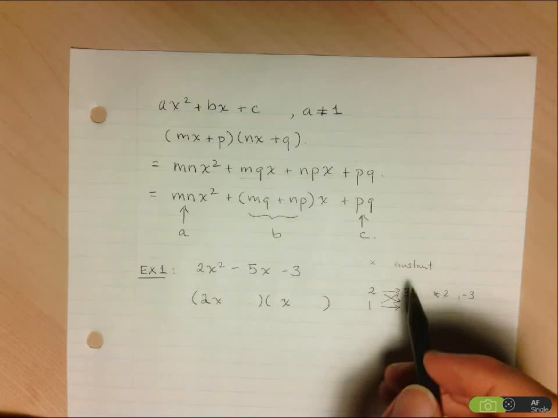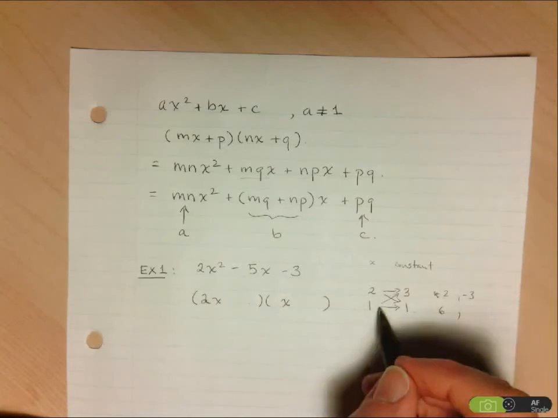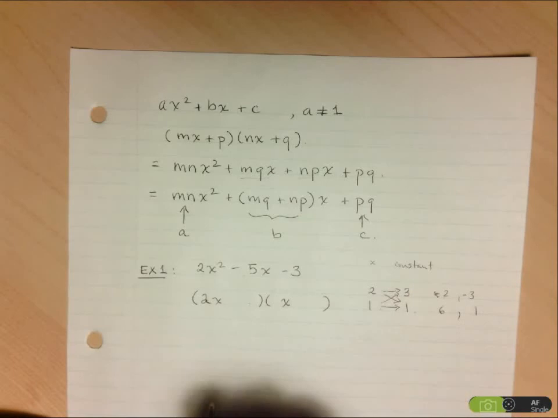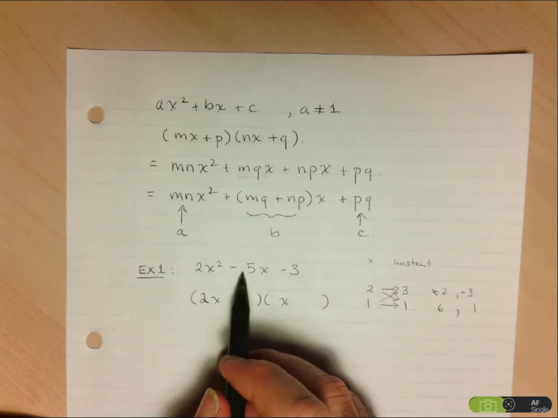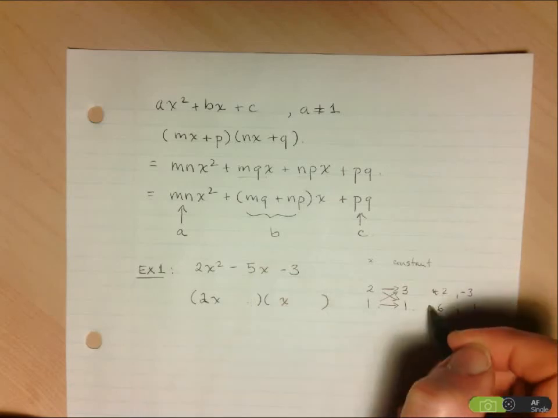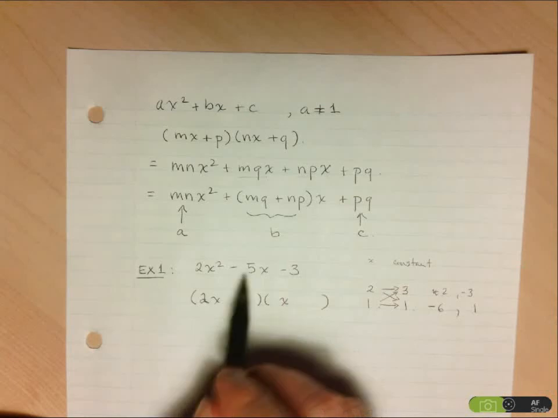So let's try 2 times 3, okay, which is going to give us 6, and then 1 times 1, which is going to give us 1. And is there a way to combine these two, knowing one of them will have to be negative in order to give us negative 5? And that's when we realize that negative 6 plus 1 is equal to negative 5.